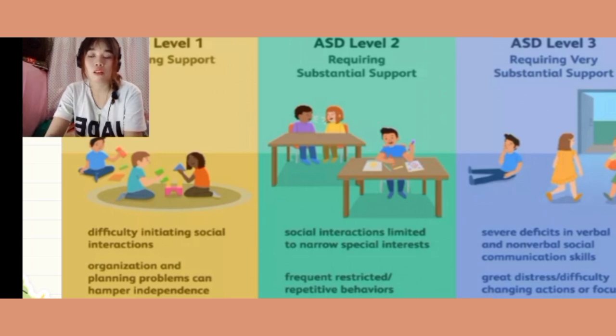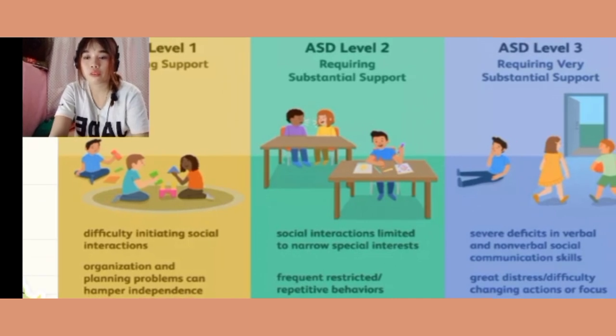So next we have Level 3, requires very substantial support. This is the most severe form of autism. Children in this category will have many of the same behaviors as those with Level 1 and Level 2, but to the most extreme degree. Expressing themselves both verbally and non-verbally can make it very hard to function, interact socially, and deal with a change in focus or location. Repetitive behavior is another symptom of Level 3 ASD. So those are the three functional levels of autism.